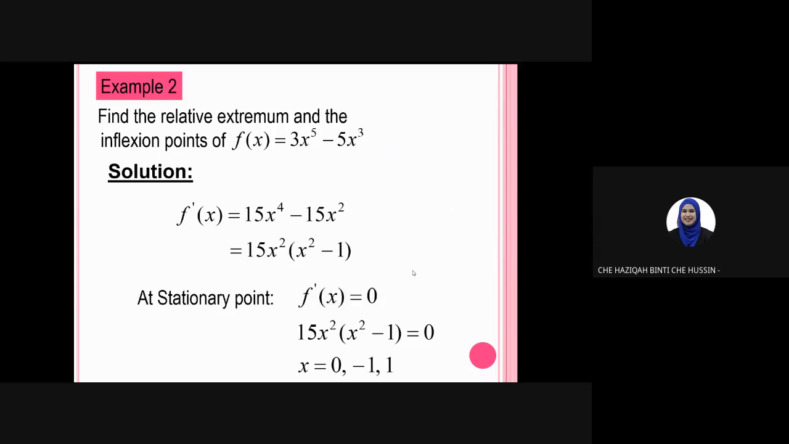Next, for example 2, find the relative extremum and the inflection point for f(x) equal to 3x to the power 5 minus 5x cubed. For f prime x, we need to differentiate this one. So 15x to the power of 4 minus 15x squared. We will factorize this for f prime x equal to 0 to get the critical points. So x is 0, negative 1, and 1.